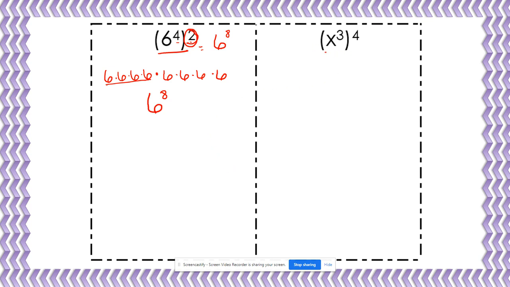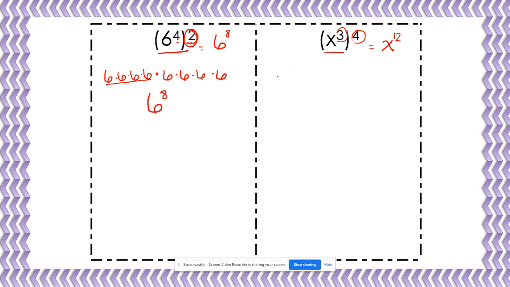I can do the same thing for this, which is x to the 3rd raised to the 4th. Because it's a power raised to another power, I would multiply my exponents. So 3 times 4 would give me an exponent of 12. So I would keep my base of x and I would have an exponent of 12.